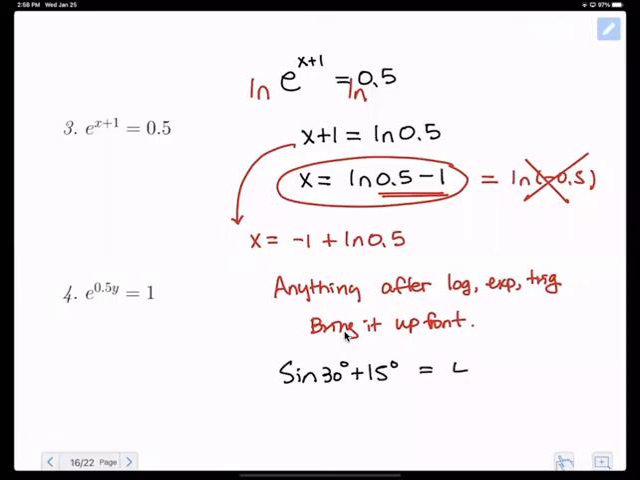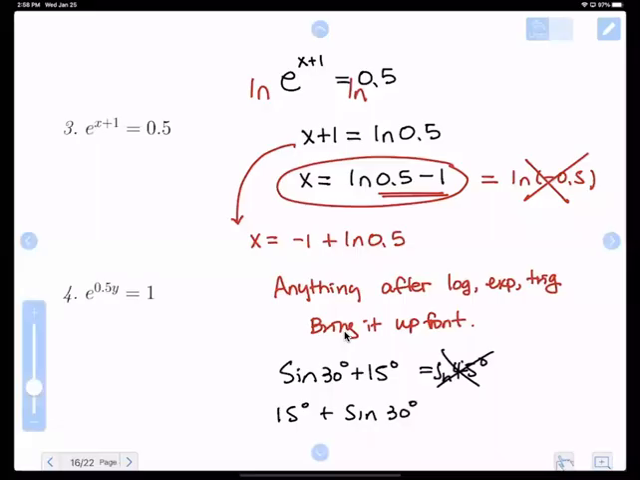Students often say it is a sine of 45 degrees, which is incorrect. It's 15 plus sine of 30. Do you understand this? So you don't want to write anything beyond the trig function, exponential function, logarithmic function. All clear? This is one habit.